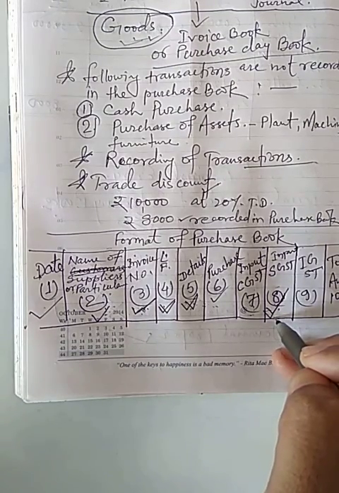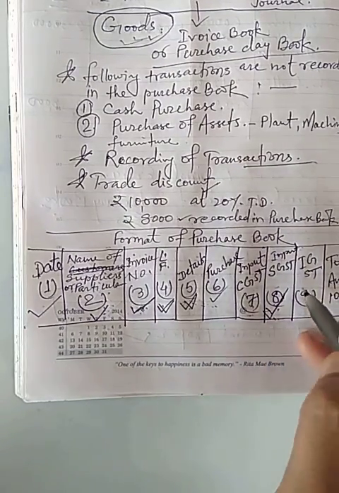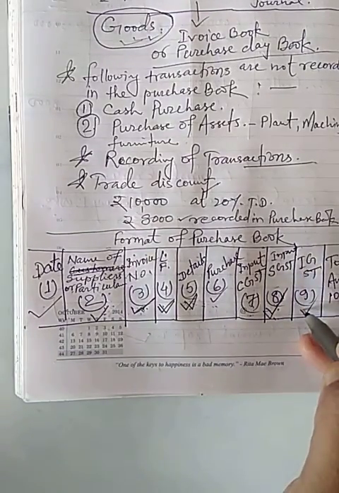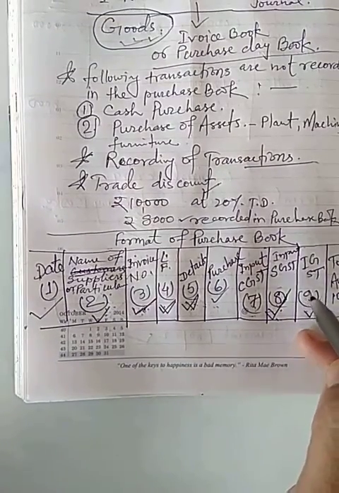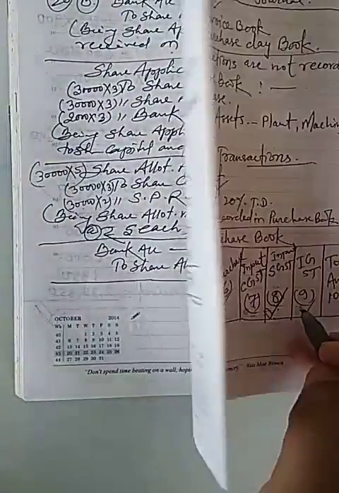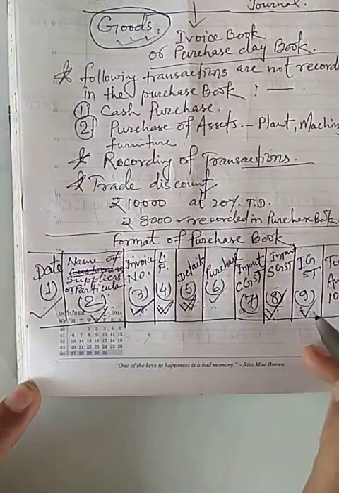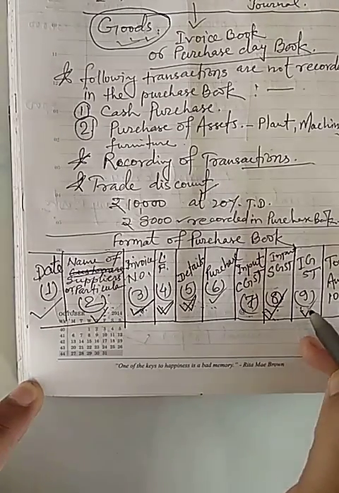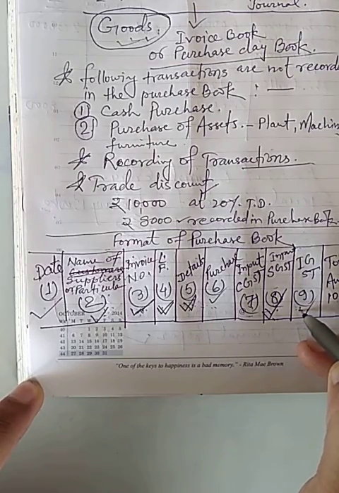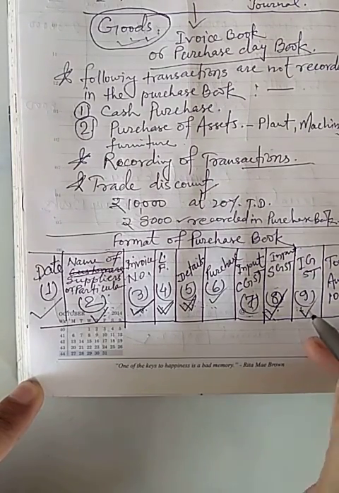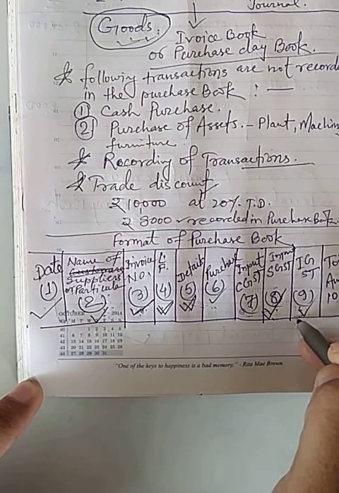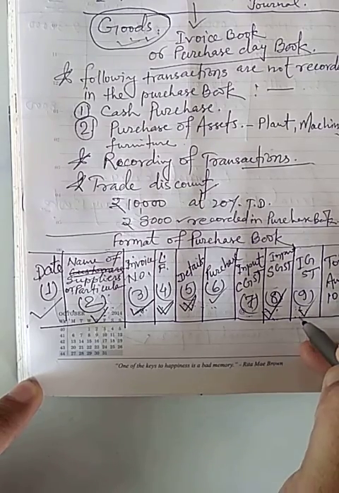Now next is IGST. This tax is paid on interstate purchase of goods, that is purchase of goods from outside the state. It is calculated on net sale value, that is sale price less trade discount. Total of this column is posted to the debit of input IGST account in the ledger.